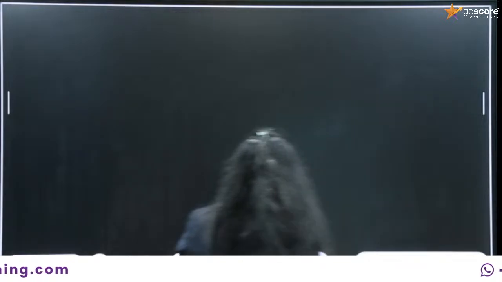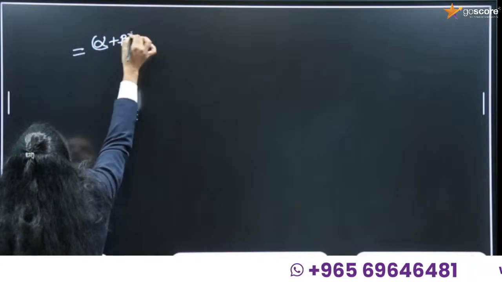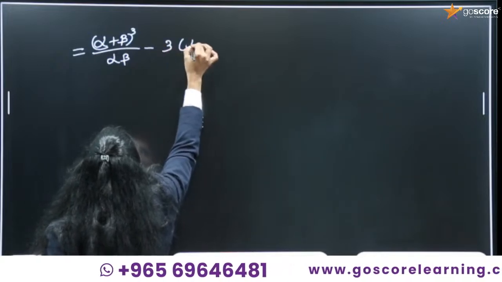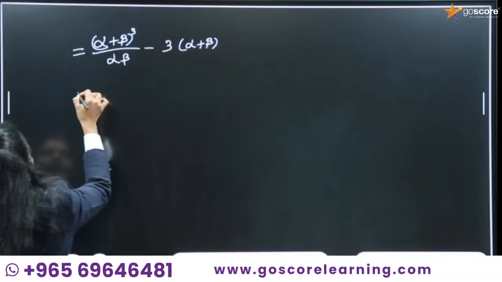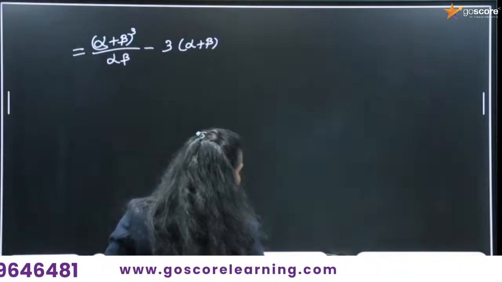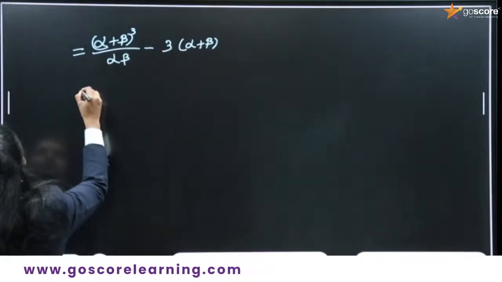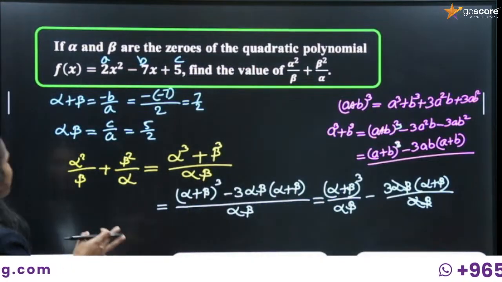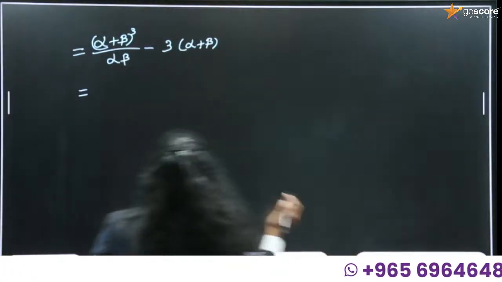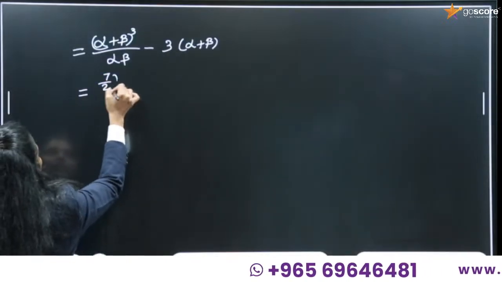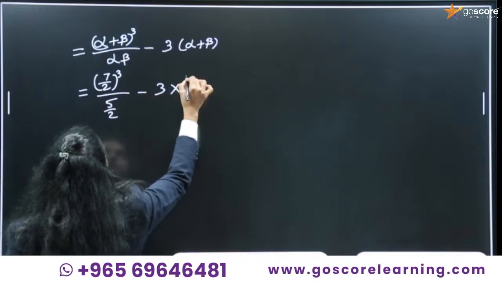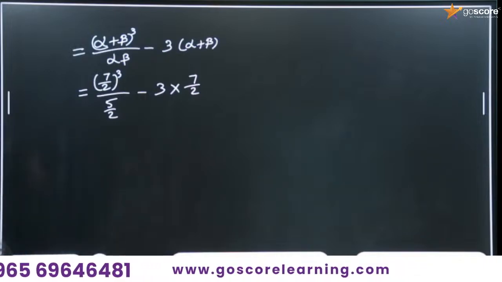Now it will become alpha plus beta whole cube divided by alpha beta minus 3 into alpha plus beta. Okay. Now what was alpha beta? So alpha plus beta, and we need to substitute the value. So I'm taking the previous slide again. So alpha plus beta is 7/2, alpha beta is 5/2. So it is (7/2) whole cube divided by 5/2 minus 3 into alpha plus beta is 7/2. Okay, now you can simplify it.